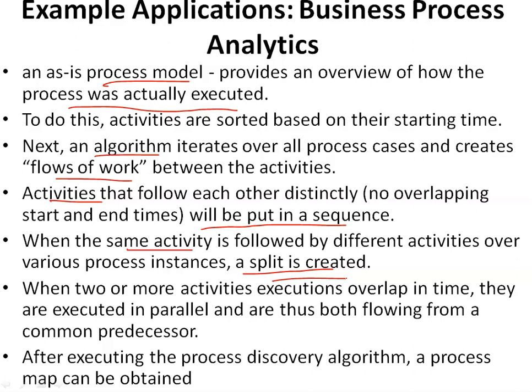When two or more activities or executions overlap in time, execution will be carried out in parallel, both flowing from a common predecessor. After executing the process discovery algorithm, a process map can be obtained. This slide shows a process discovery algorithm, and how the algorithm iterates over the process in order to create the flow of work. There will be a list of activities, and that list will be sorted and put in a sequence.